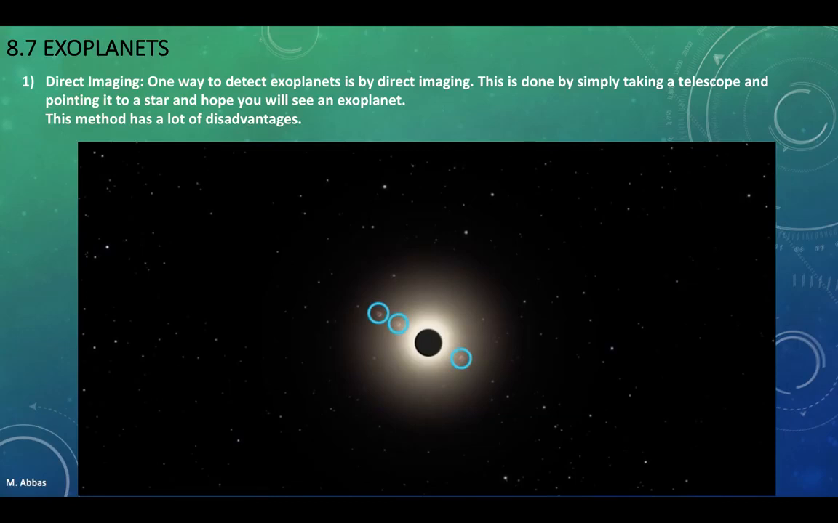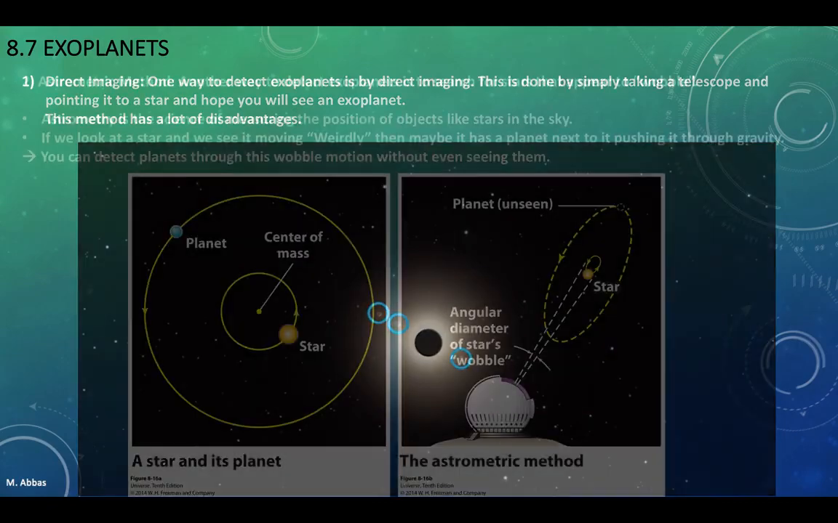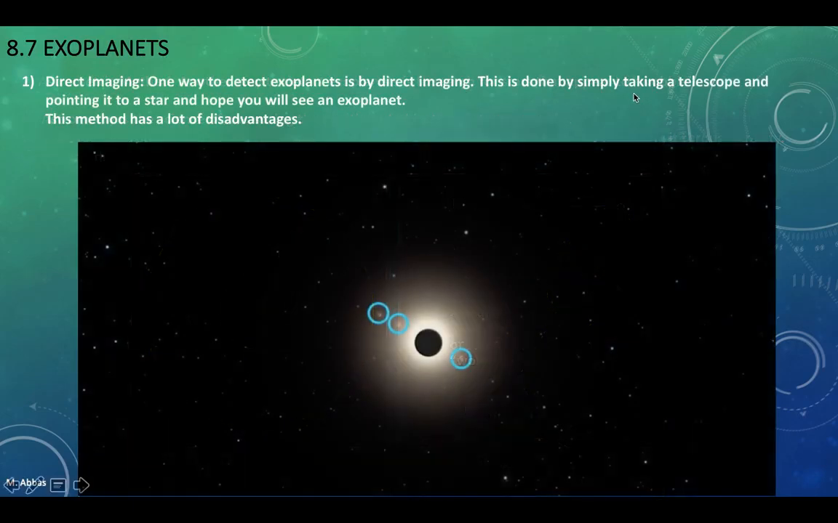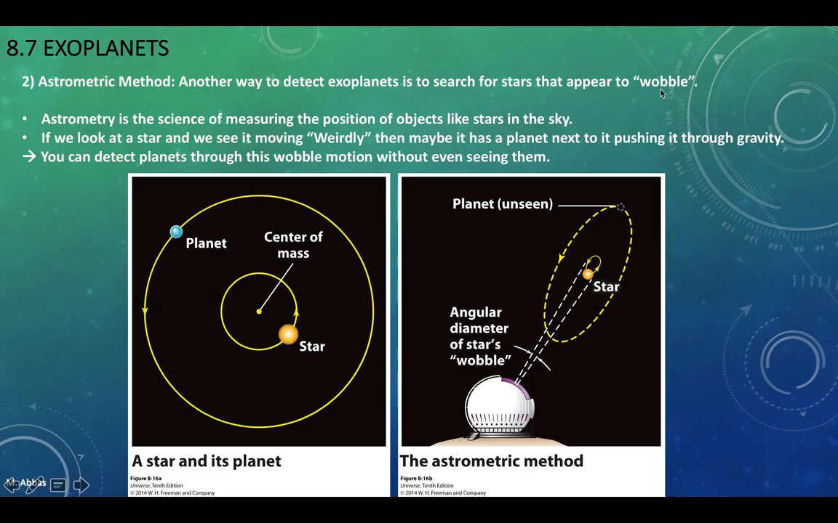The direct imaging, like its name says. The second method is what we call the astrometric method. The astrometric method depends on the wobbling of stars. If there is a planet orbiting around a star, like here, if this planet is orbiting around that star, because the planet is orbiting around the star, this star will feel the motion of the planet and it will wobble. It will move in circles around the center of mass.